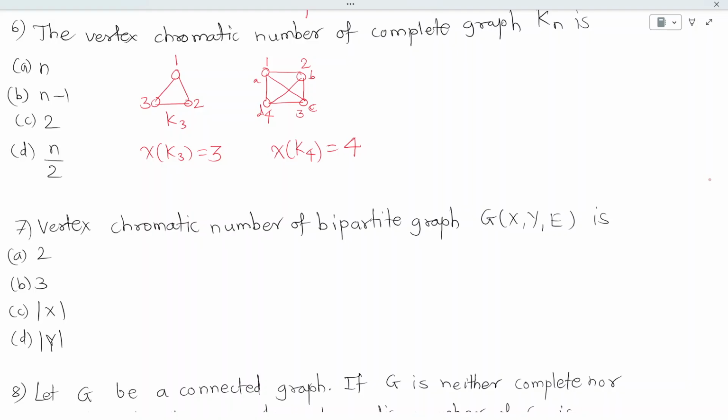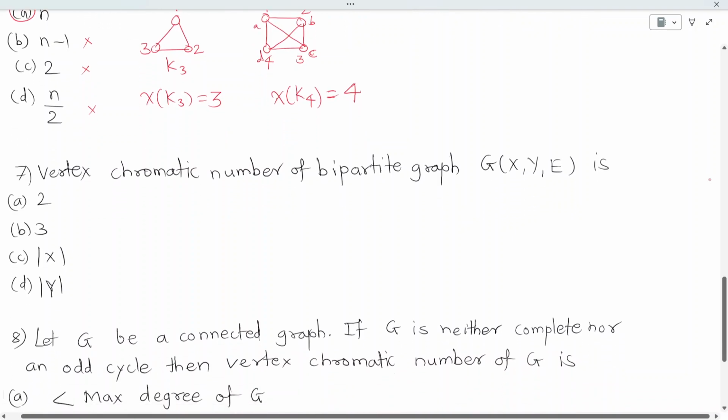Similarly, you can see chi of K5 is equal to 5. So if you observe option B, n minus 1: chi of K3 would be 3 minus 1, which is 2, but chi of K3 is not 2. Chi of K4 is also not 4 minus 1, which is 3. So option B is incorrect. Option C is also incorrect, and n by 2 is also incorrect. So option A is the correct option.